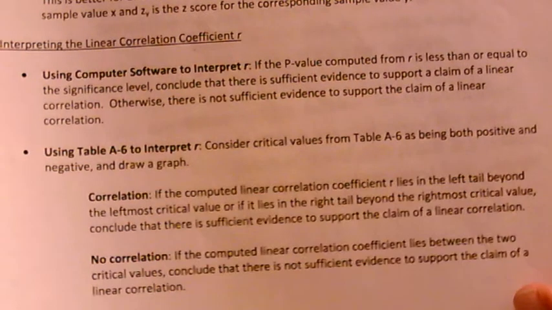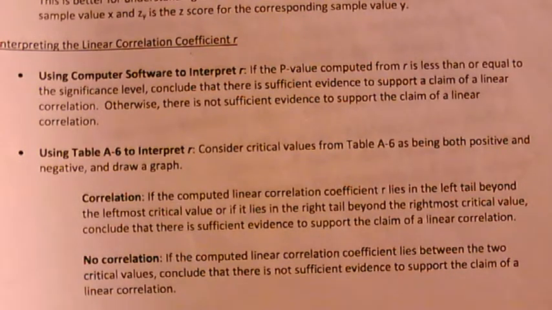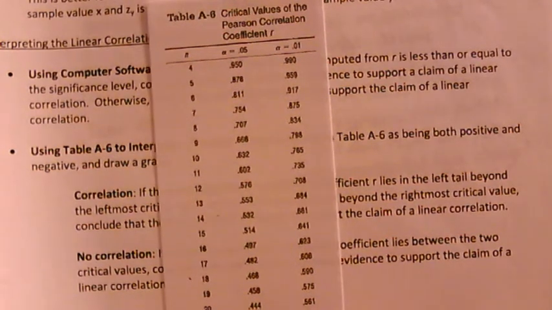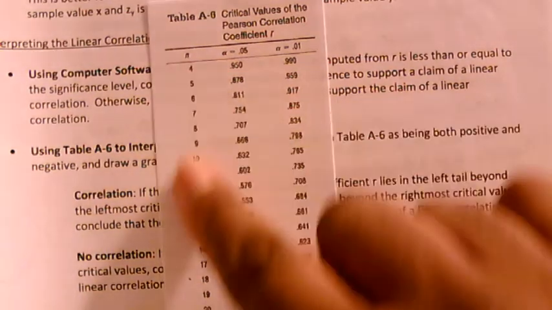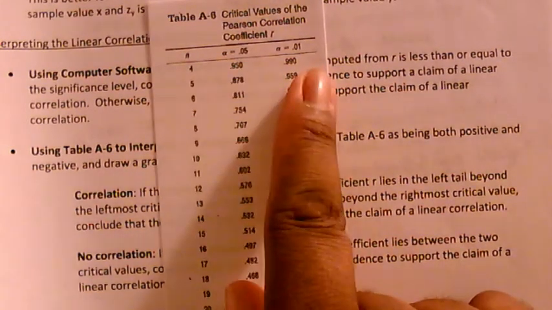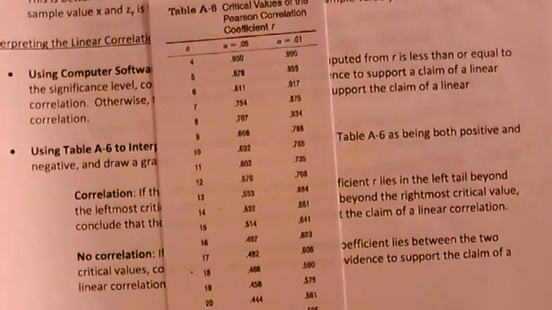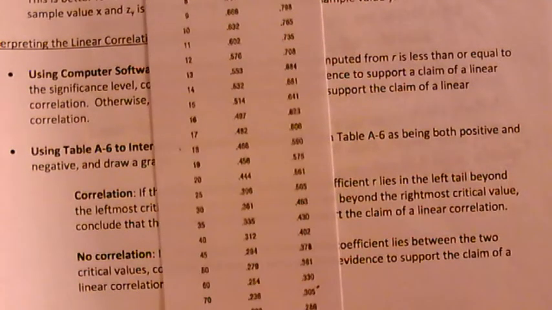And also, if we use table A-6, what you're going to do here is consider critical values from table A-6 as being both positive and negative, and draw the graph. And to clear that up, this is what table A-6 looks like. And that's the critical values of the Pearson correlation coefficient, R. Here, n is the number of paired data, and you only get two alpha levels. One will be for 0.05 and the other one will be for 0.01. And that's all there is to it. Okay, and there's not much of this table because it goes only up to 100.